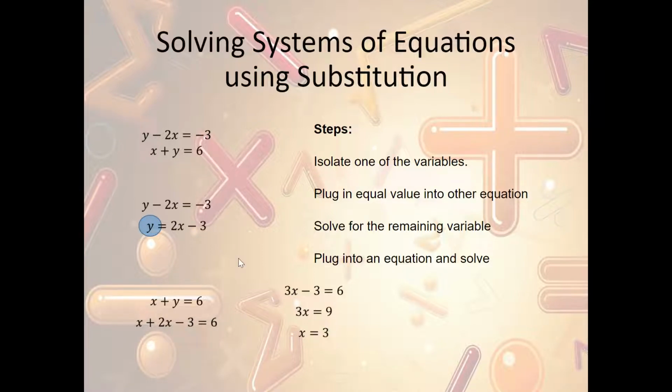Then I plug it into the other equation and solve. I'm going to pick either equation, it doesn't matter which one. I'll pick this one, and I'm going to plug 3 in for x. So I get 3 plus y is equal to 6. Subtract 3 from both sides to get y by itself, and I get 6 minus 3 is 3. So x is 3 and y is 3.